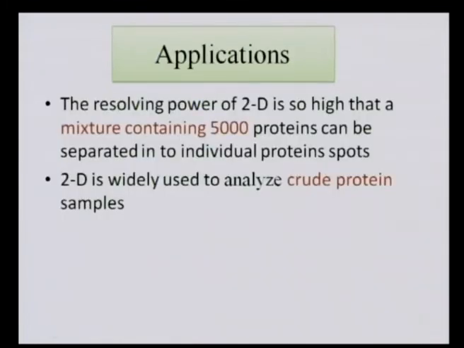So the major application of this 2-dimensional electrophoresis is that it is useful to separate a mixture of proteins, and you can see here a mixture containing almost 5000 proteins can be separated by using this two-dimensional electrophoresis. And the major advantage of this 2D is you can separate crude protein samples which we obtain either from plasma or serum or from the tissue homogenate. You can subject those proteins to get separated into individual proteins by performing this two-dimensional electrophoresis.